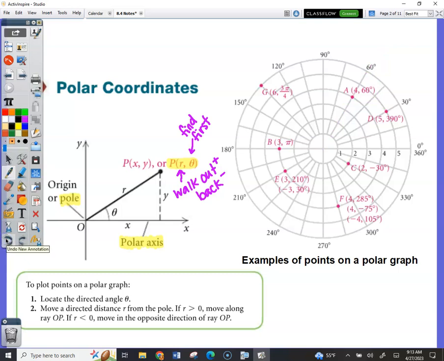All right, let's find B. B is (3, π). So remember, rotate first. Pi means 180, right? So that tells me that I'm along this line, correct? 180. Now the reason I have this extended this way is in case it was a negative, like walk backwards. It's a positive 3. So you literally count the rings. So 1, 2, 3. You see that?